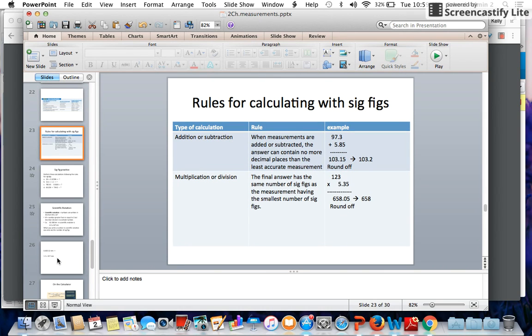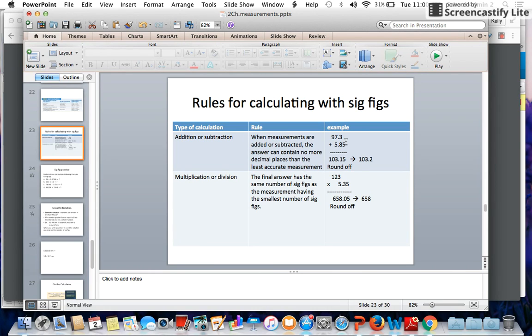Okay, so adding, subtracting, multiplying, or dividing. The first rule: when measurements are added or subtracted, the answer can contain no more decimal places than the least accurate measurement that you started with. For adding and subtracting, we don't really look at sig figs, we look at how many decimal places there are. By decimal places, I mean how many numbers are there after the decimal point. If there are more numbers after the decimal point, that measurement is more accurate. That's why we don't want to be more accurate than the least accurate measurement.